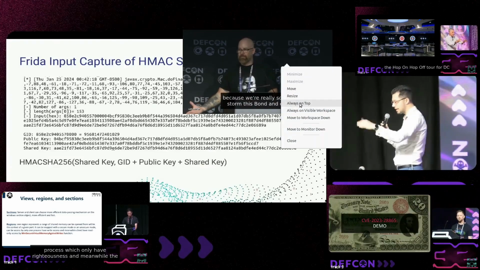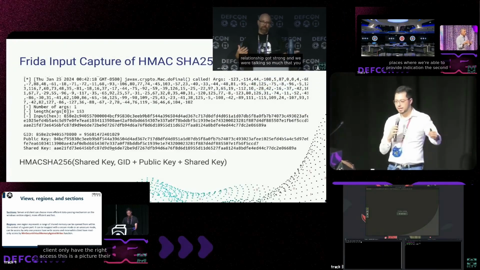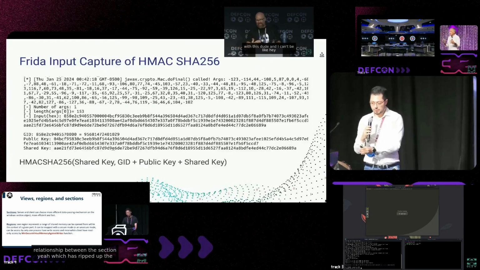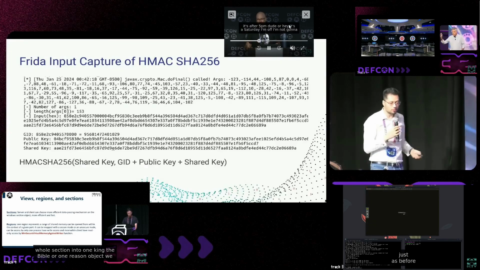From this hex string, we can figure out that the second parameter is actually the concatenated GID, public key, and the shared key. We do know the public key and the GID; we just found those earlier in the slides. We don't know the shared key, so let's look for that.